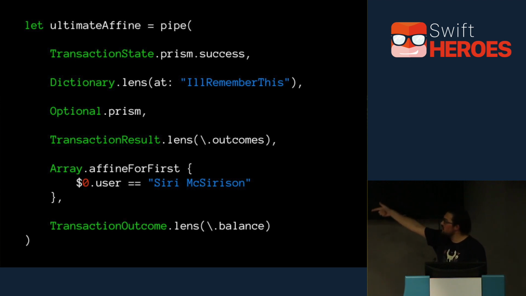Then I am into the transaction result now. I can point to the outcomes with the lens. The outcomes is an array. So I really want to search for the first user that matches a certain predicate. And then I get the outcome and I focus on the balance. This entire thing will give me an affine. And on this affine, I can make a preview, so get it, or actually try to update it. And it will handle the reconstruction of the entire data structure.